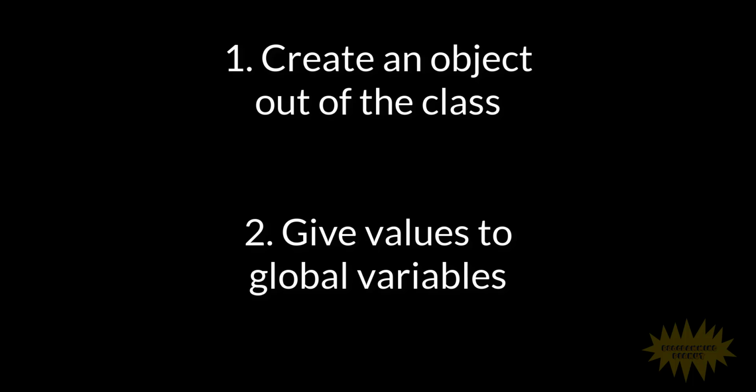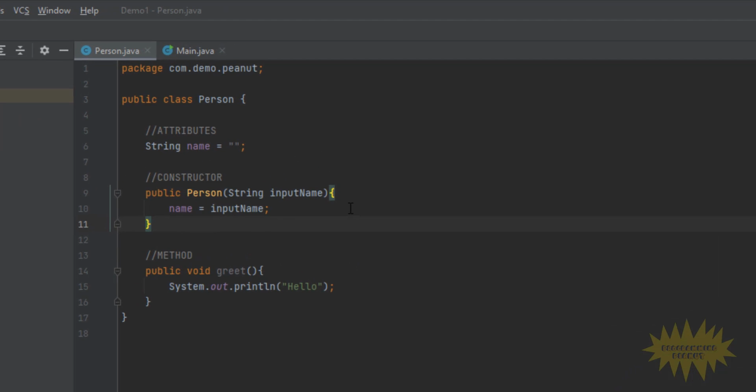So a constructor is a special method that allows you to do two things. One, it allows you to create an object out of the class, and two, it allows you to give values to global variables. So let's take a look at an example here.